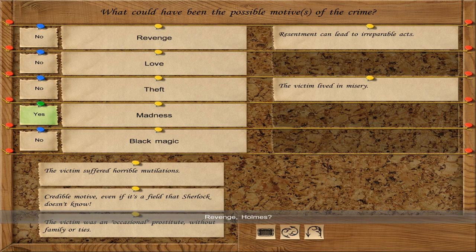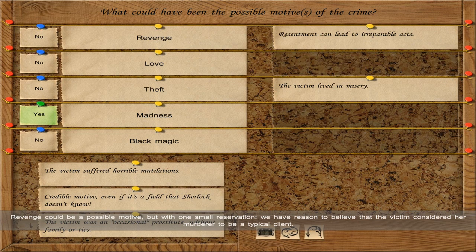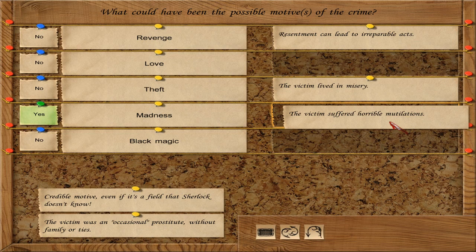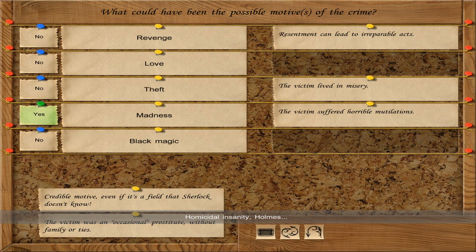Revenge, Holmes? Revenge could be a possible motive, but with one small reservation. We have reason to believe that the victim considered her murderer to be a typical client. Homicidal insanity, Holmes. It is indubitable that the man who did this to Polly Nichols is not of his full senses.